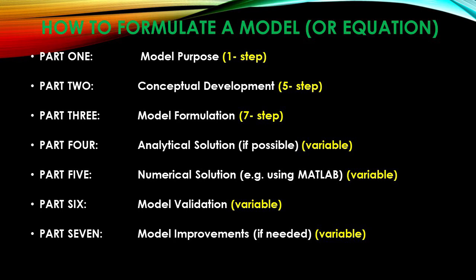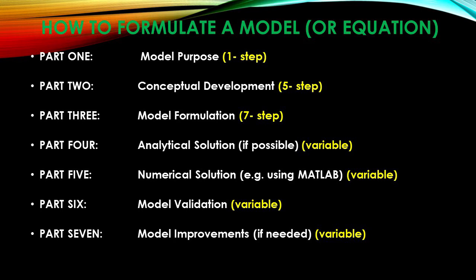Part 1 is you state your model purpose. It's just one step. You say, I need to predict this and this. Part 2 is conceptual design. It's about 5 steps. Model formulation, you do actually the calculations, and then analytical solution. Sometimes, if it's possible, you come up with an analytical solution like we did in the last differential equation. Step 5, you come up with a numerical solution using, for example, MATLAB or Comsol, something like that. Step 6, model validation. You take your numerical solution and compare it with experimental data to validate it. And the last step is, if your validation does not work, i.e. if your model sucks, then you have to improve it.